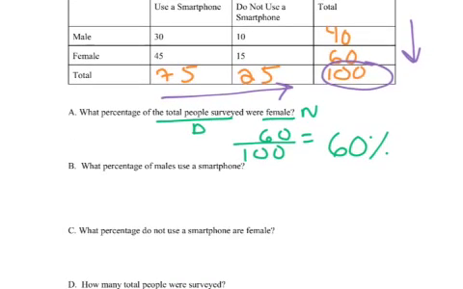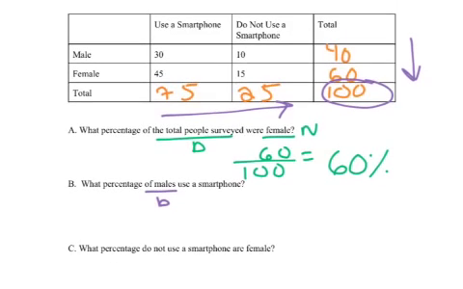What percentage of males use a smartphone? So males would go in my denominator. So my total males I have here would be 40. And how many of them use a smartphone goes in my numerator. So there are 30 males that use a smartphone. So if I do my 30 divided by 40 and multiply it by 100, I would get 75%.